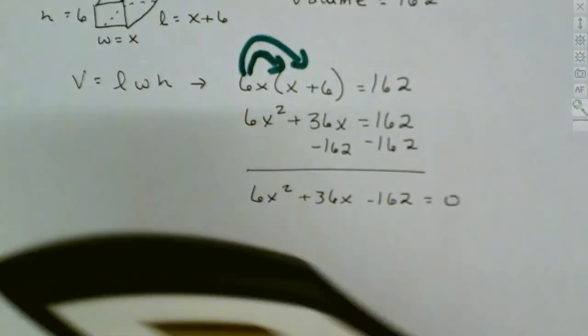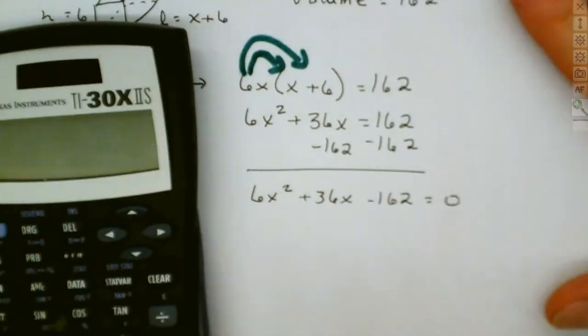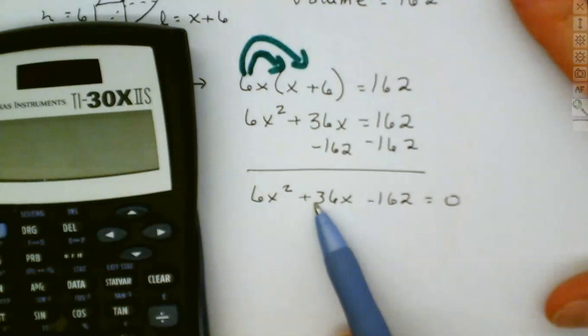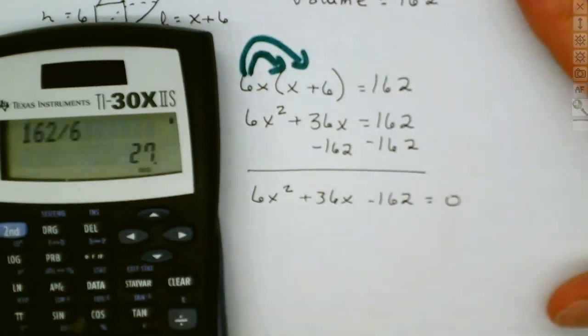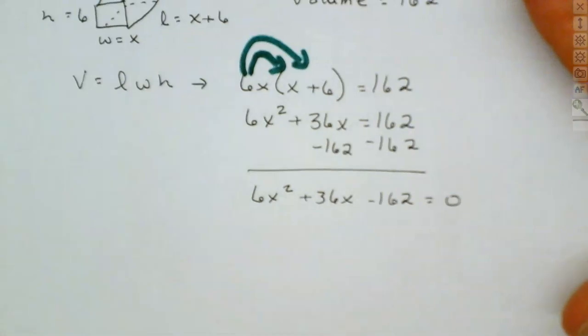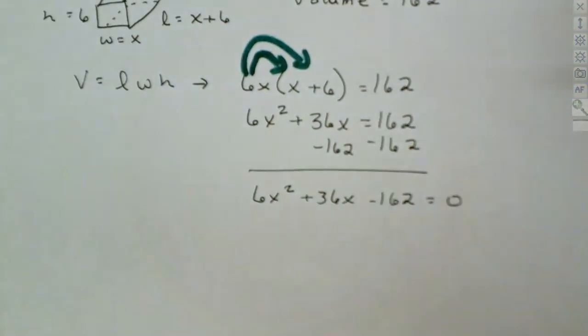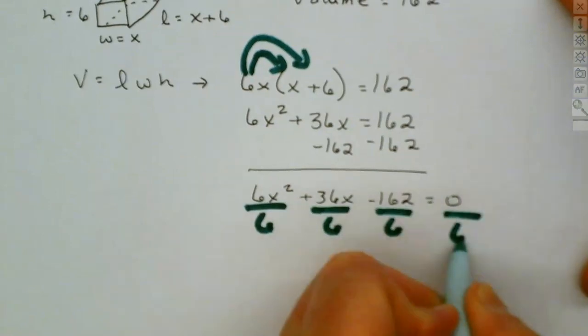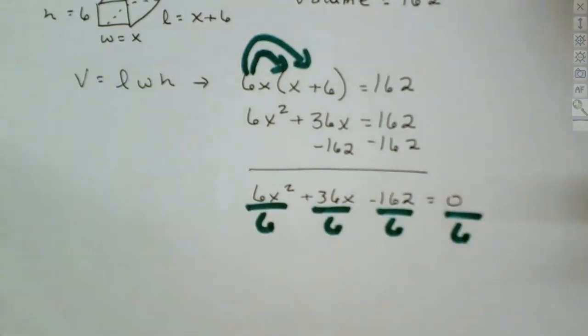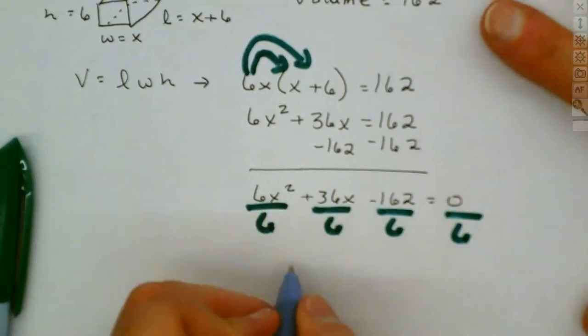So what number's in front? We've got a 6 in front. Okay, we know 6 goes into 36, right? Does 6 go into that 162? I think it will, won't it? Because 162 divided by 6 is what? 27. So the first thing I would do before I do anything else is divide it all by 6. That makes the numbers a lot easier.